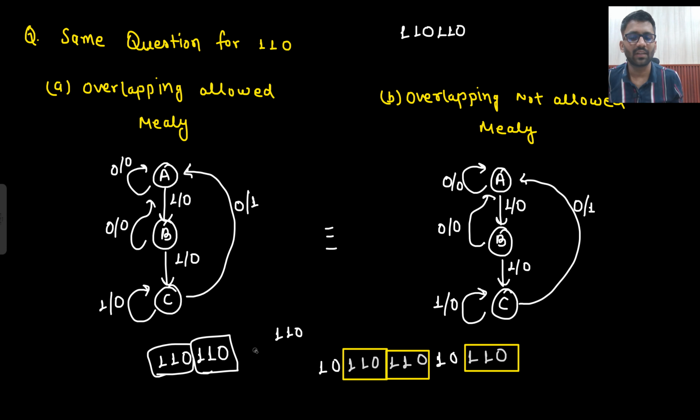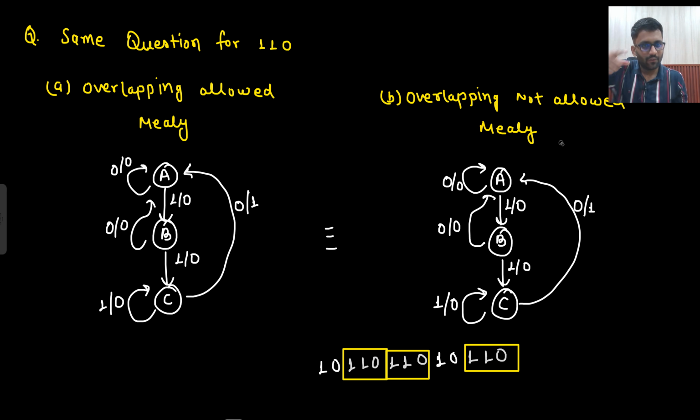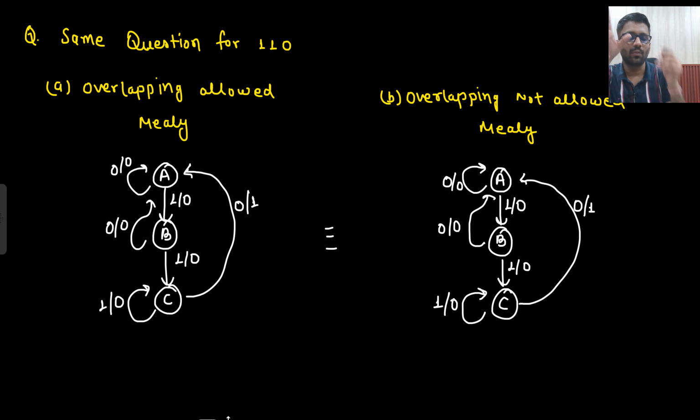These kinds of questions can be asked in your exam or in your interview: you have made it for overlapping not allowed, do you need to make it for overlapping allowed? No, because there is no symmetricity, and for both of them the cases will be the same. So both diagrams are exactly the same. Okay, so that's it about our FSM.